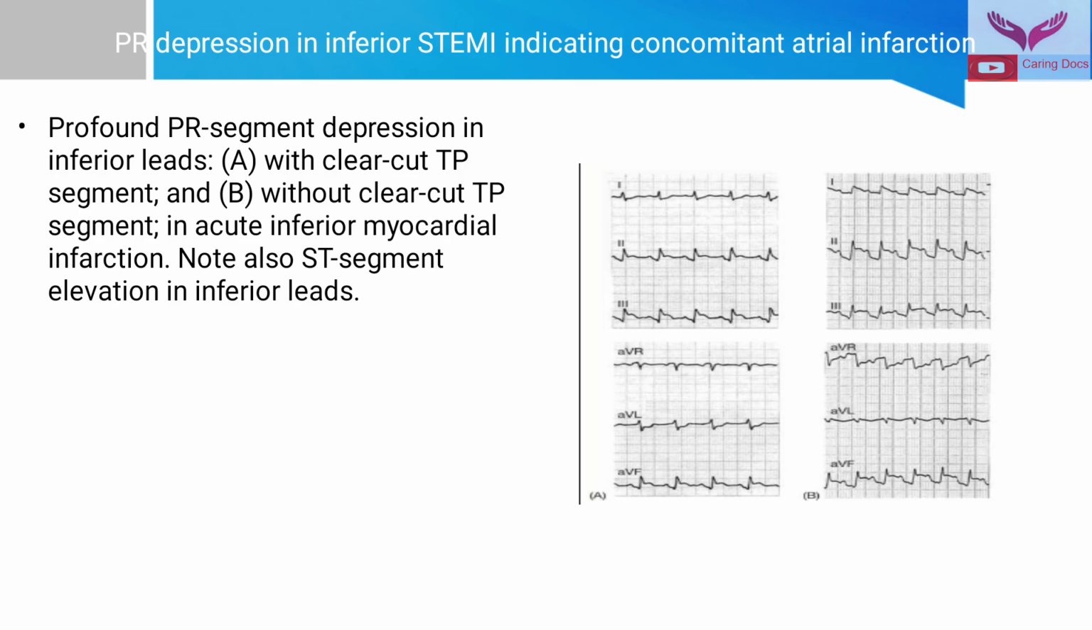In this ECG, there is profound PR segment depression in the inferior leads as shown in picture A, with a clear cut TP segment, and without a clear cut TP segment in picture B.